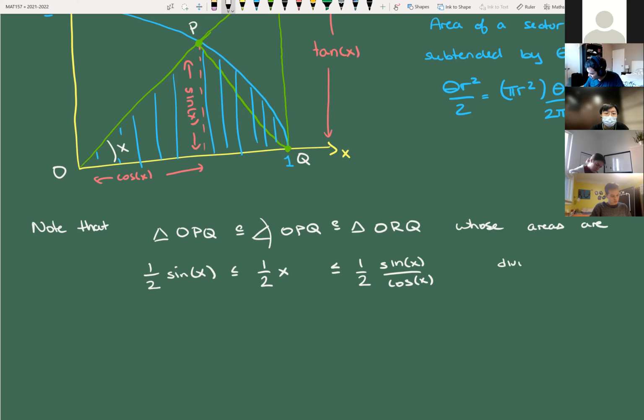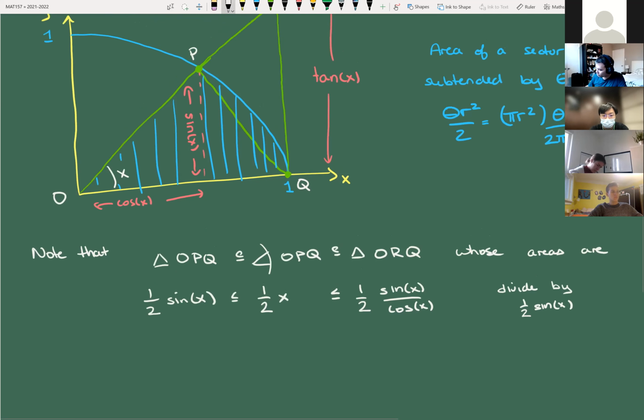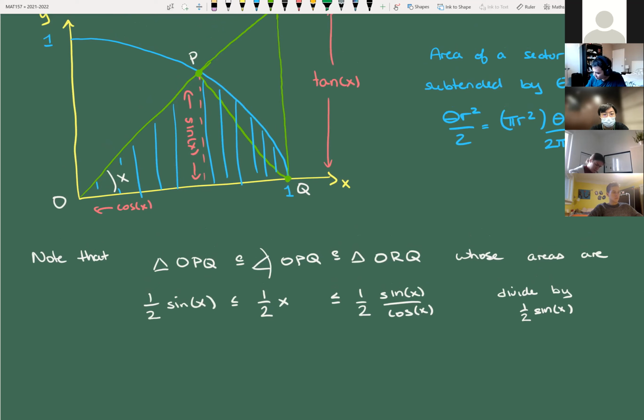Okay, so what I'm going to do is I'm going to divide everything by 1/2 sine x. Okay, so divide by 1/2 sine x. So in this case, you can see I've actually, so cos x is the base. For which one? For ORQ? For ORQ, the base is 1, right? Cos x actually isn't needed here, right? We never actually use cos, but for triangle ORQ, that's the base, right? So its base is 1. So it's 1/2 times 1 times the height, and the height in this case is tan, right? That's why we got 1/2 tan x.